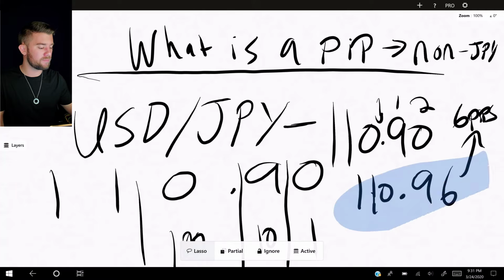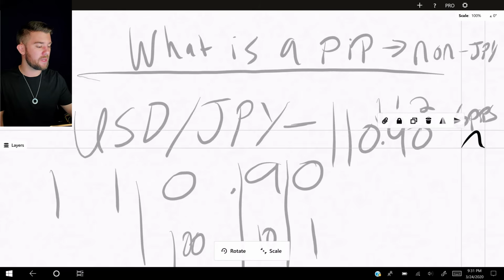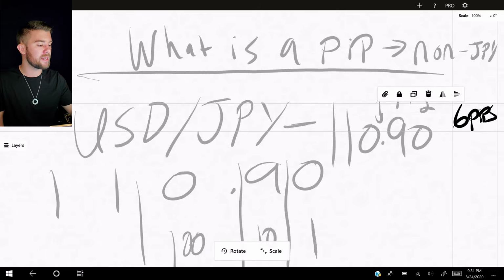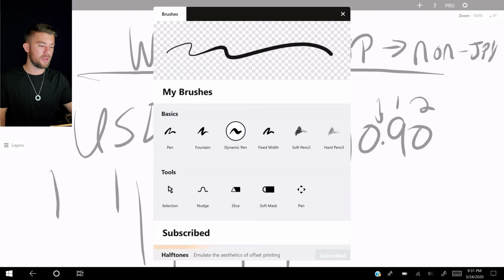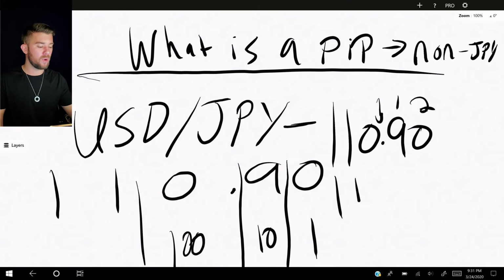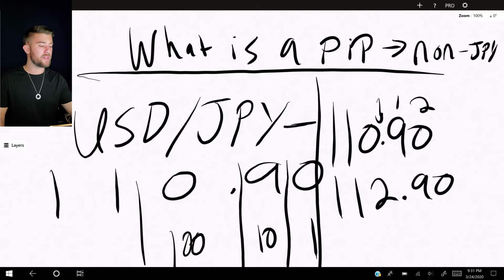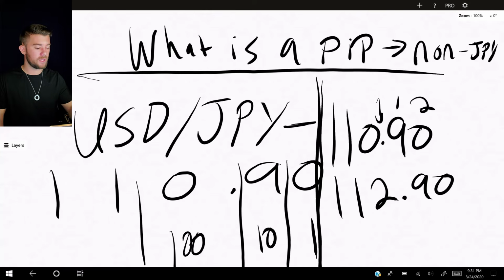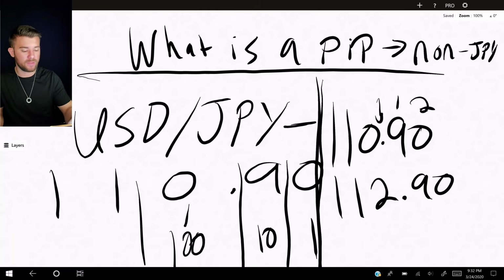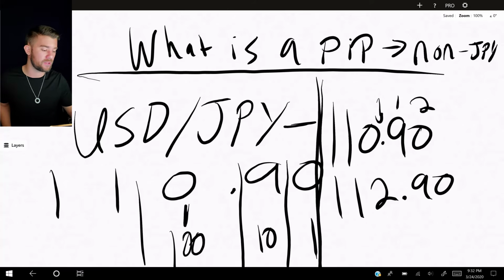So instead of us rising by 6 pips, I want you to tell me how much we are rising in this case. Let's go with 112.90. If the price of the dollar yen goes from 110.90 to 112.90, then how much has that value risen? How much has the price gone up? This, my friends, would be 200 pips, because this column that was 0 is the hundreds column. So this would be a plus 200 on the dollar yen.